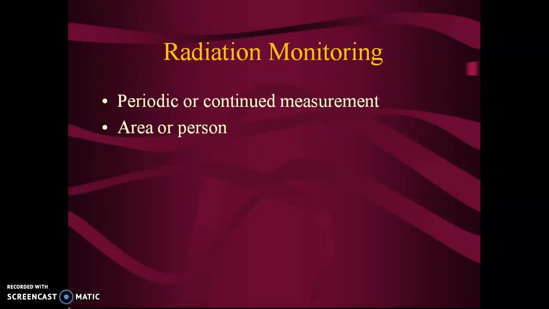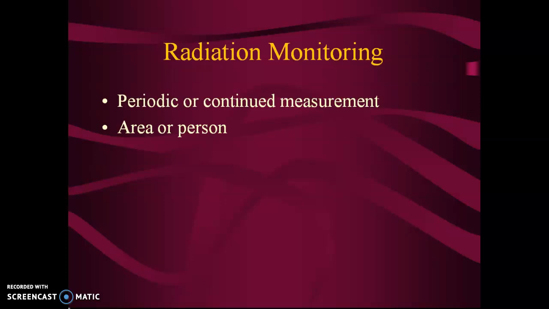Radiation monitoring is just kind of a safety net. You can find out if there are radiation leaks. You can find out if someone's being exposed to too much radiation. A couple of different ways they can do the radiation monitoring is it can either be a periodic measurement or a continual measurement. In a periodic measurement they would just measure for a week and see how things go, or maybe they measure for a week once a quarter or something like that.